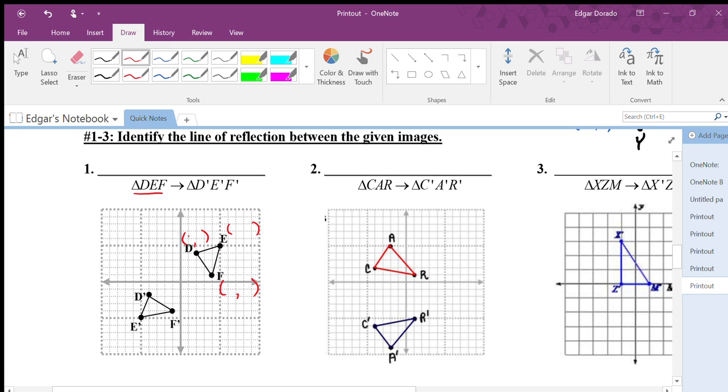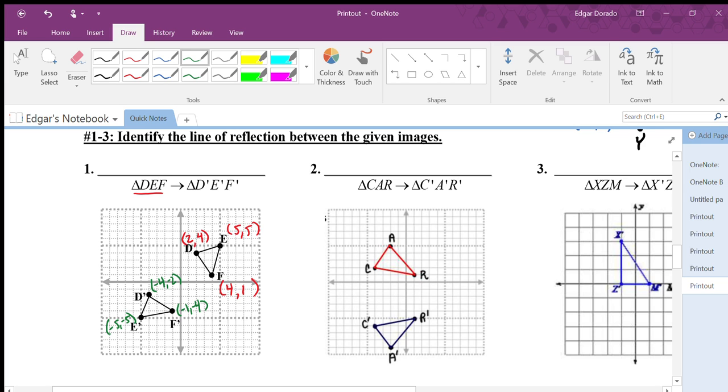Okay, so my coordinates here are 2, 4. For E, it's 5, 5. And then 4, 1 for F. The reason I want to do that is because I want to compare those coordinates to the coordinates of my new image. So this is going to be -4, -2. For E, it's going to be -5, -5. And then for F, it's going to be -1, -4.